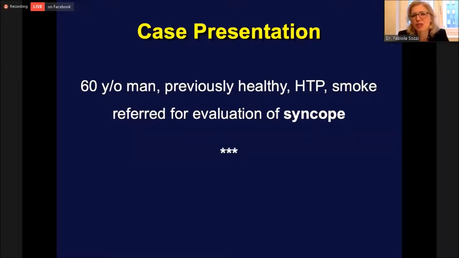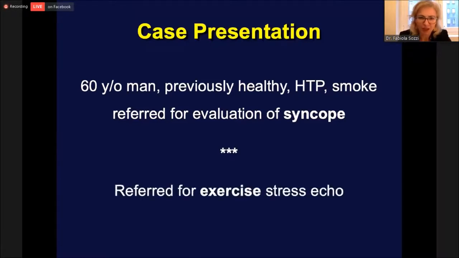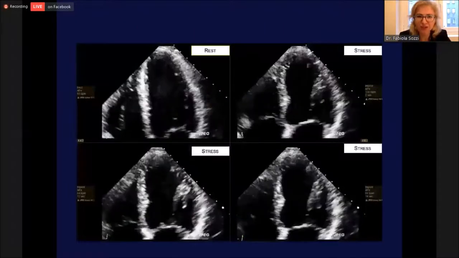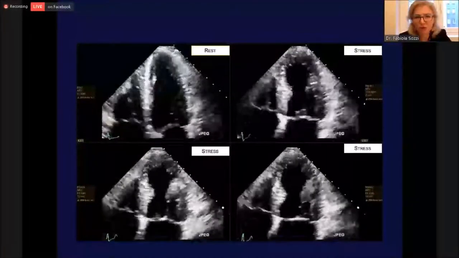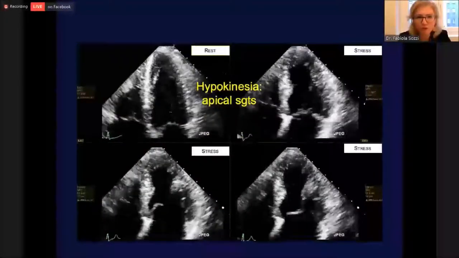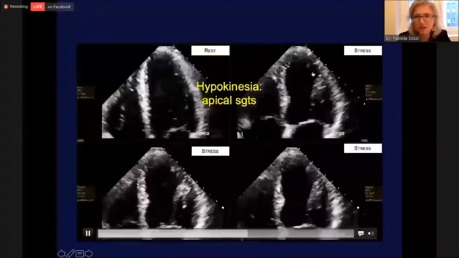With atypical symptoms, he's not coming with chest pain, but he's coming with syncope. And then he can practice exercise, he does. And then we have the four chamber view. And what do we see during stress?